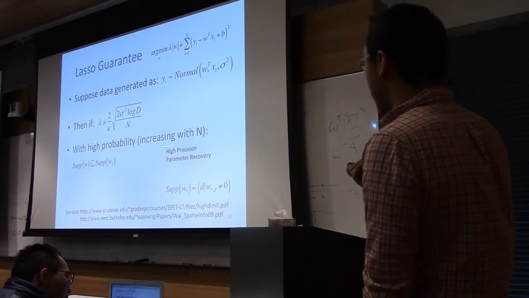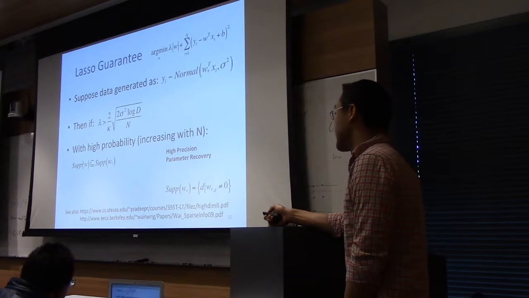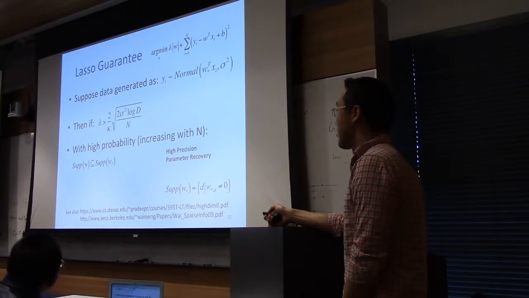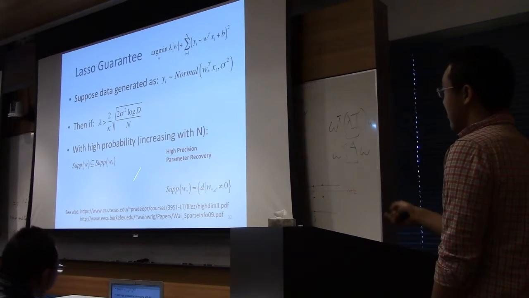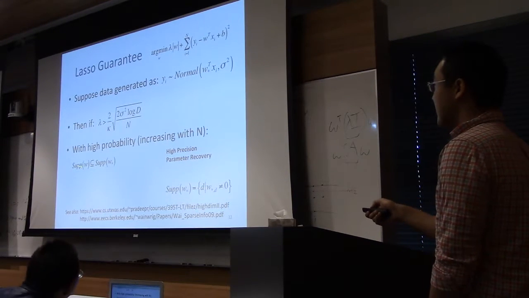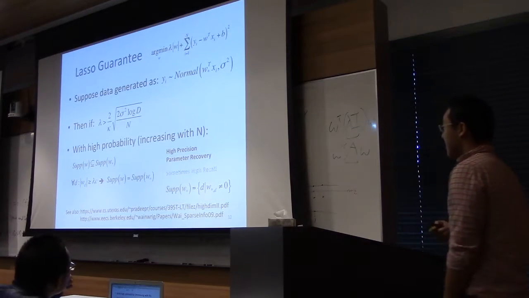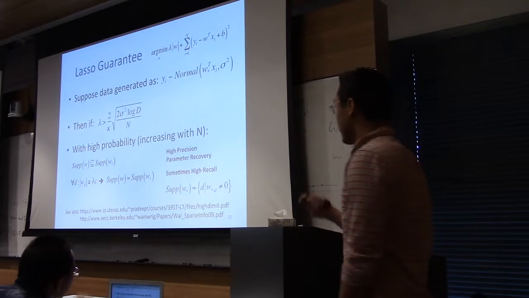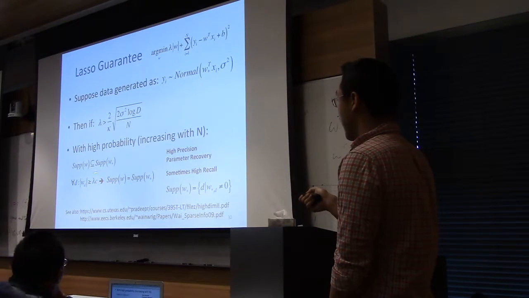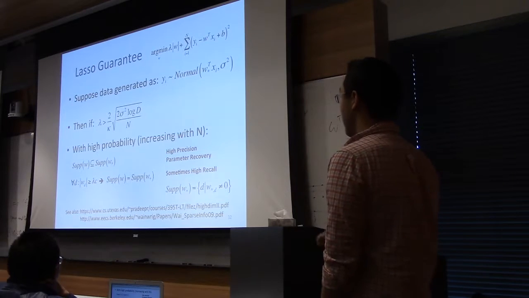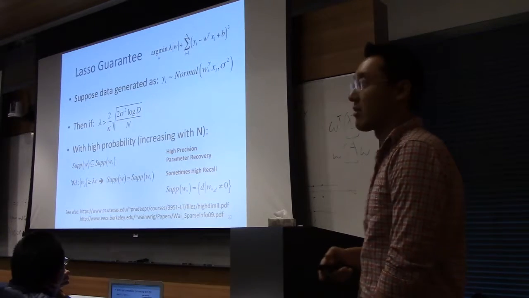Then with high probability, and this probability increases with the number of training examples, the support of W, which is the set of non-zero parameters, is a subset of the support of W star. So high precision: anything that we think is non-zero is actually non-zero, right? And if the weights we estimate are big enough, if all of them have some margin away from zero, then we can prove with high probability that we actually exactly recover the support. So sometimes high recall.